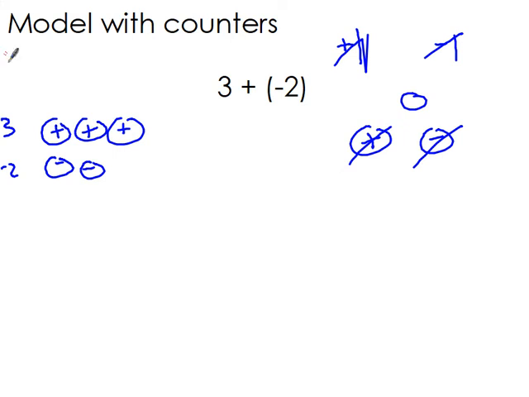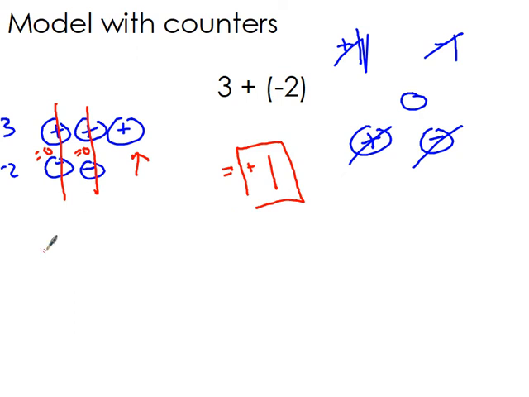So what I did by lining it up, and I have 3 positives and 2 negatives, is this positive 1 and this negative 1 cancel each other out, because positive 1 and negative 1 make 0. They cancel out. Positive 1 and negative 1 makes 0. So what I'm left with is just this last positive 1. So 3 plus negative 2 is equal to positive 1. And I don't have to write the positive sign, I just did here.